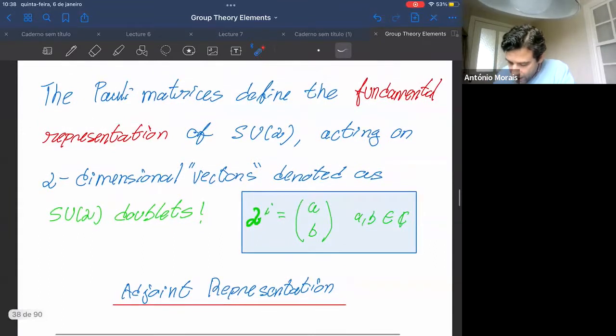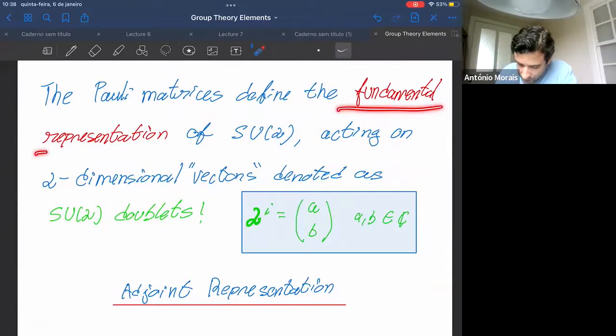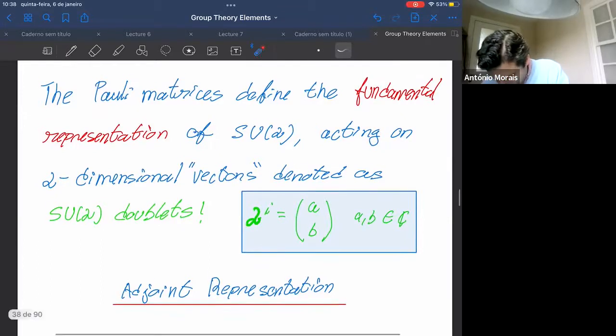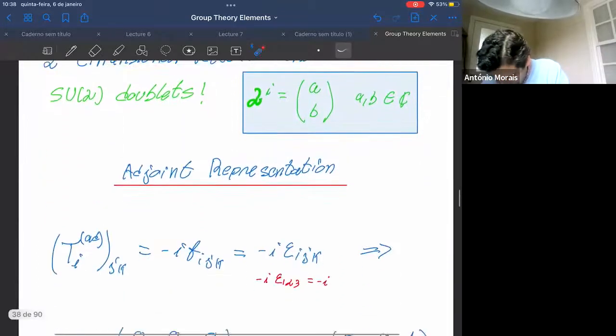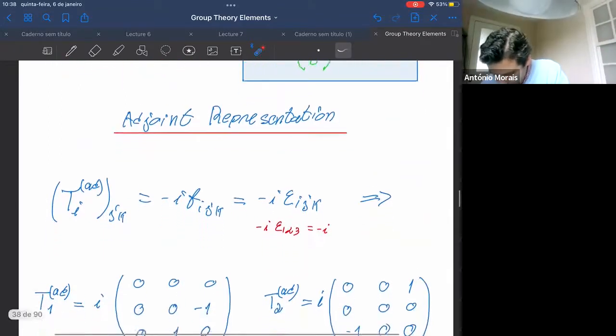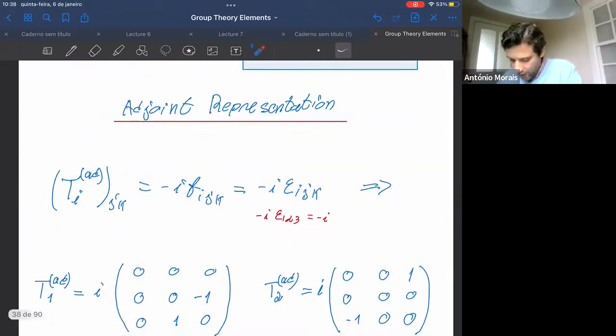So, yes, this defines the fundamental representation, exactly. This is what I start by saying, that the Pauli matrices define the fundamental representation in this way. And what about the adjoint representation that we have already mentioned above? I recall that we mentioned it in the previous lecture.